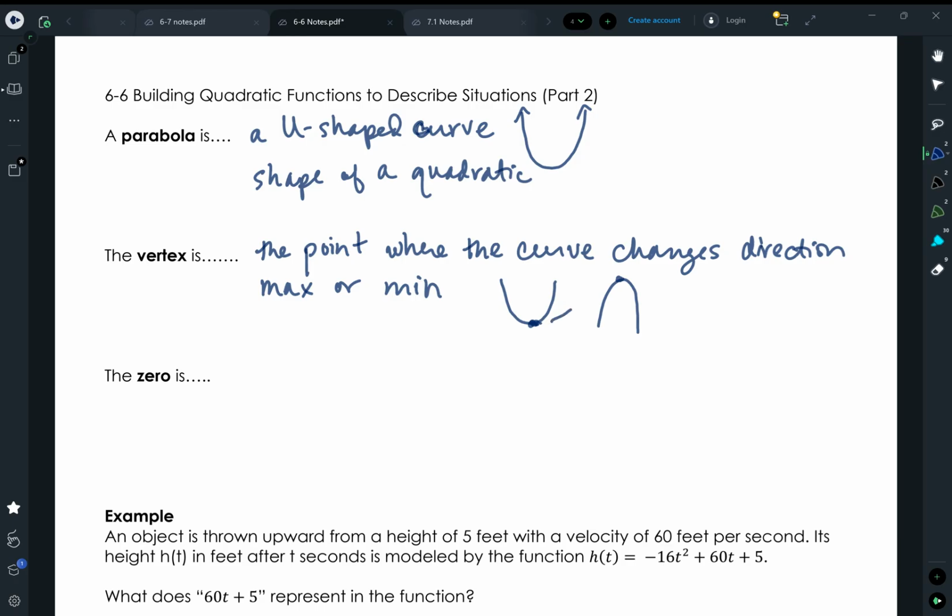So these are what we're talking about here. These are my vertices, this is my vertex. So it could be a max or a min. The 0 is the x-intercept. And remember, we find that when the y is 0.